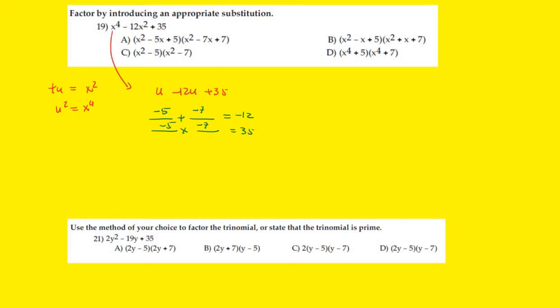So that means the factorization of this one is going to be u minus 5, u minus 7. Okay, minus 7. There's a leprechaun here. Let me stop it. Okay, u minus 7.